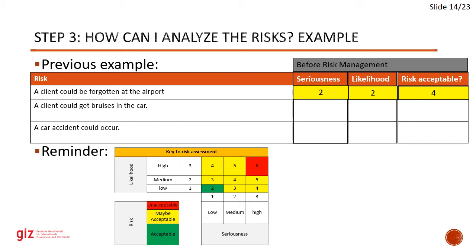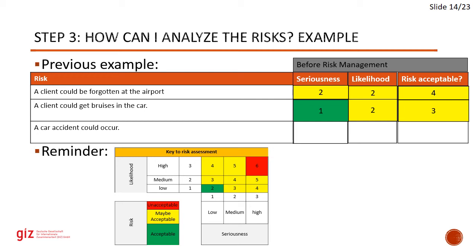Let's go to the second example. A client could get bruises in the car. Let's say that this risk is low seriousness, because bruises don't usually require a doctor, and the client is only going to be a little bit unhappy about them. So we give it a seriousness of 1. Now to the likelihood. Bruising does happen sometimes, especially if we don't have rules in place to prevent it. So the risk is medium likelihood. So we give it a likelihood of 2. 1 plus 2 is 3. So again, the risk is maybe acceptable.